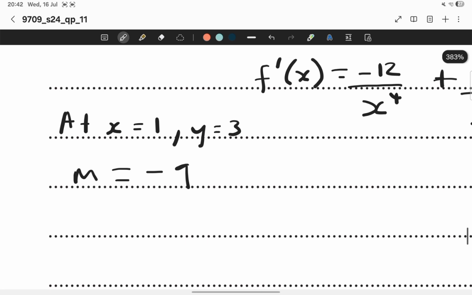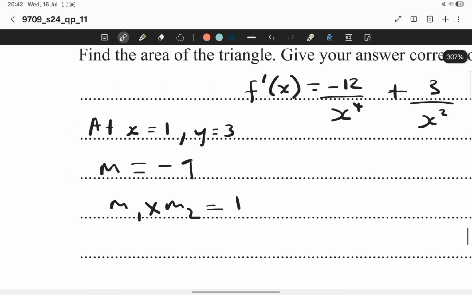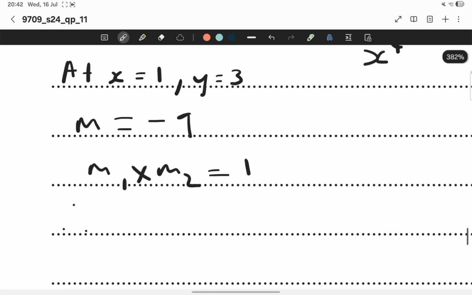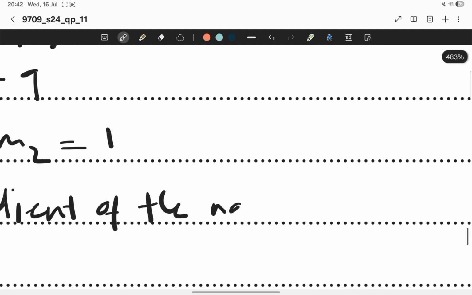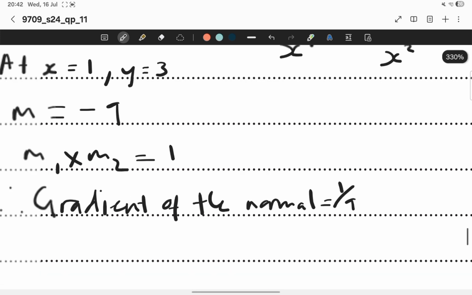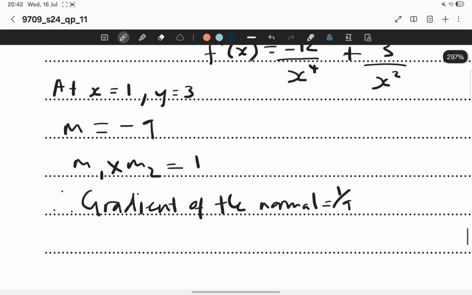We know that the gradient of the curve and the gradient of the normal, m1 times m2, is supposed to give us minus 1. Therefore, we can safely say the gradient of the normal is 1 over 9, so that 1 over 9 times minus 9 gives us minus 1.